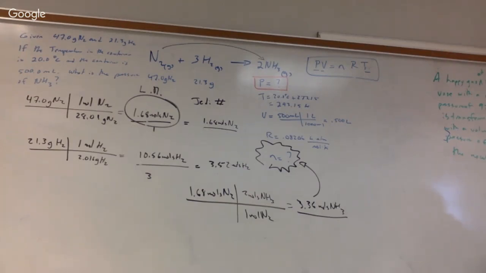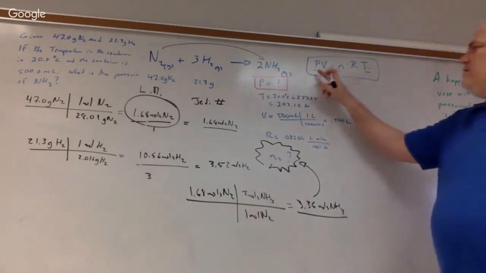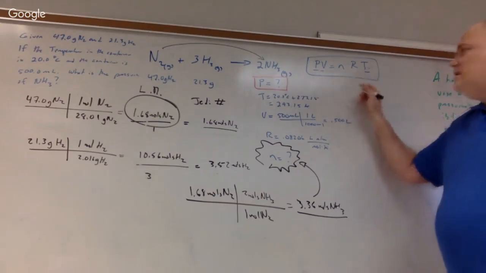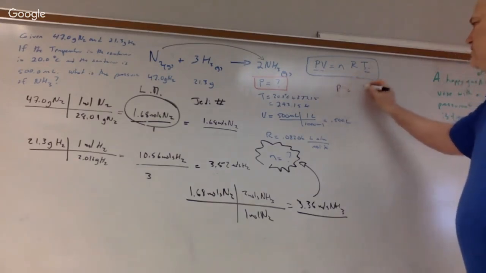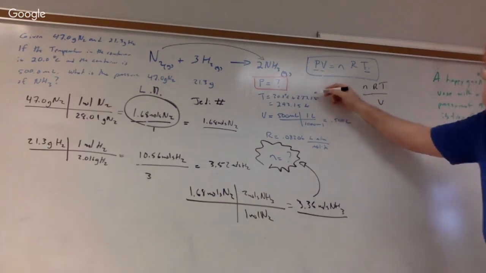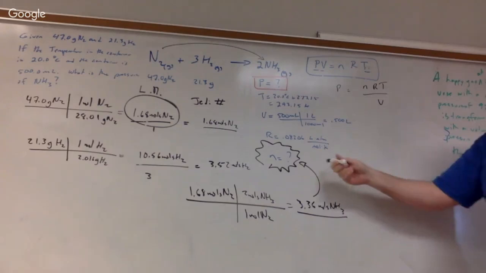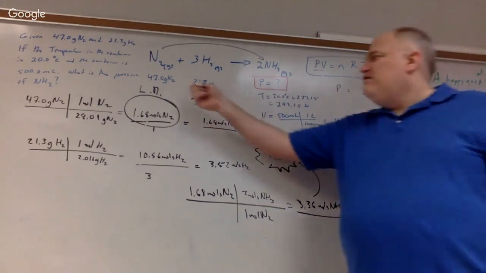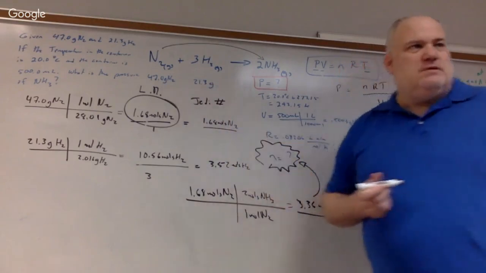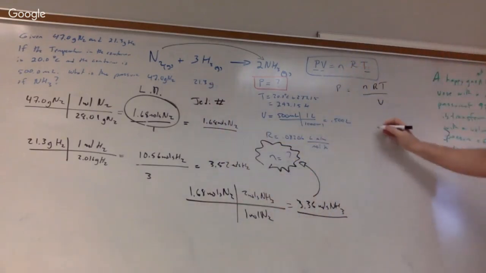So if we take a look at this, would you acknowledge that we want to get pressure by itself? So wouldn't we divide both sides by volume? So we go P equals nRT all over V. And don't we have all of the variables here? And the n was gained from the information they gave us over here.